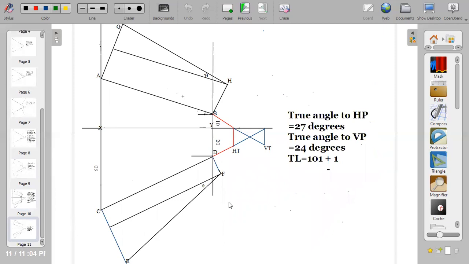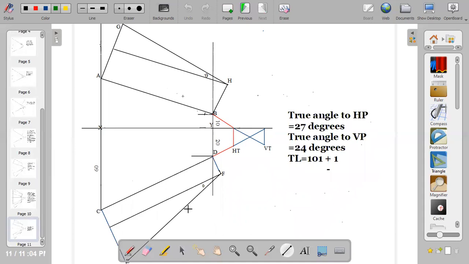So you can try it at home and measure it. At the end of the day, you get the true angle to the horizontal plane to be 27 degrees. So this angle must be 27 degrees, and the true angle to the vertical plane must be 24 degrees. Then the true length, this part is called the true length, the TL, must be 101 plus or minus 1. This is called the true length. I want to label it as TL.